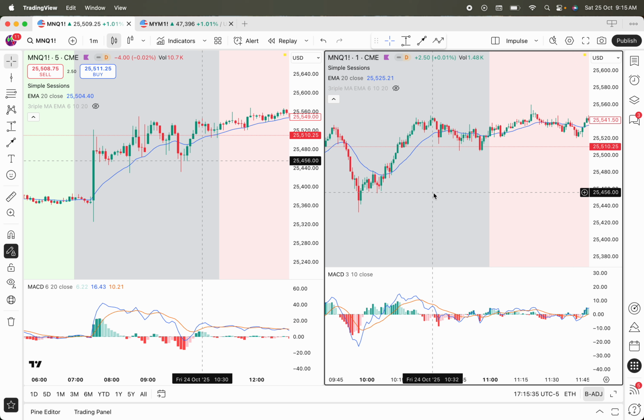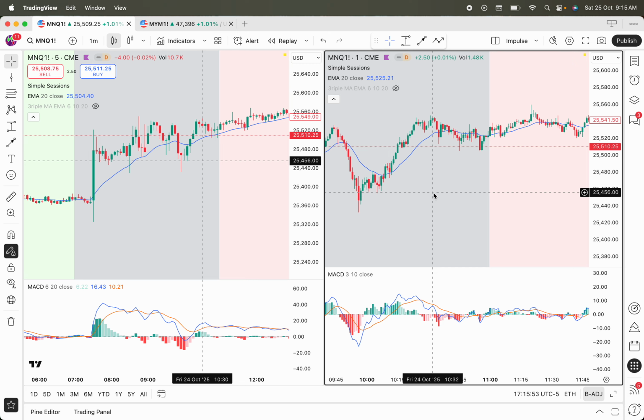In this video, we're looking at a scalping strategy involving a 5-minute and a 1-minute chart. This is NQ, but I'm sure you can use it on anything. And down below, we have the MACD, and on the chart, we have a 20 EMA.